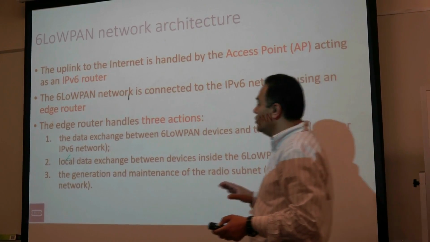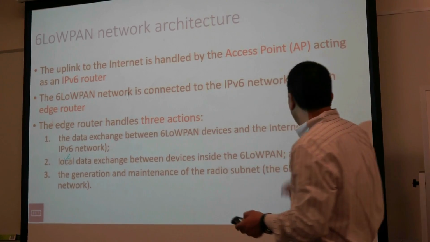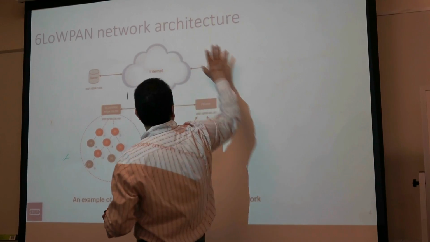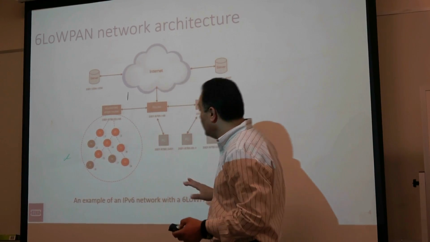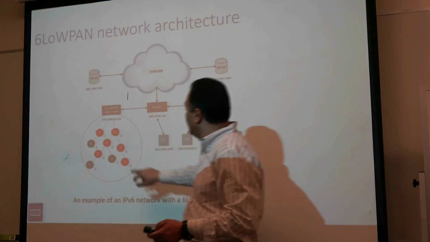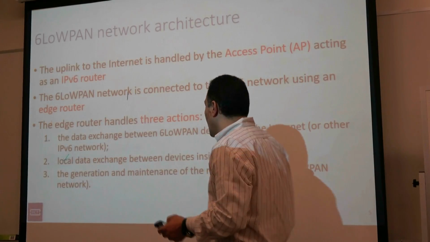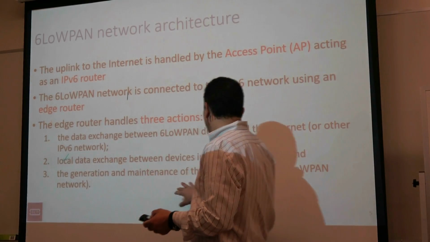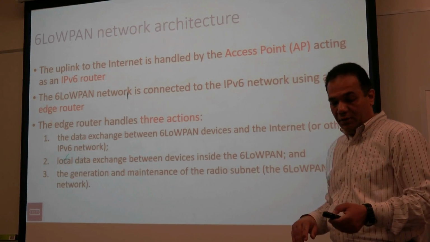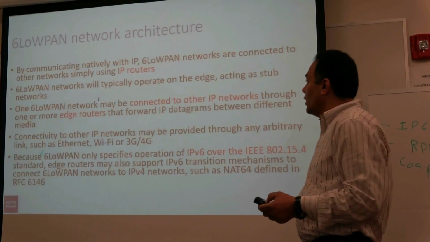What are the three actions? Number one, the data exchange between the devices and the internet. So a device would like to communicate with the internet anywhere, right? Number two, local data exchange between devices. If this device would like to communicate with that device, it will be handled. And number three, the generation and maintenance of the radio subnet. A radio subnet that will handle the communication. Remember that we are communicating wirelessly, all right?